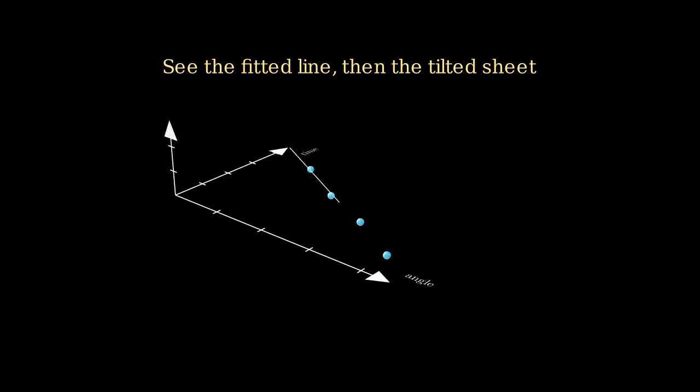In the 3-dimensional view, the same line becomes a tilted flat sheet, and the small squares from before sit snugly between each point and that sheet, showing how the line was chosen to make the total of those squared gaps as small as possible. Check step.